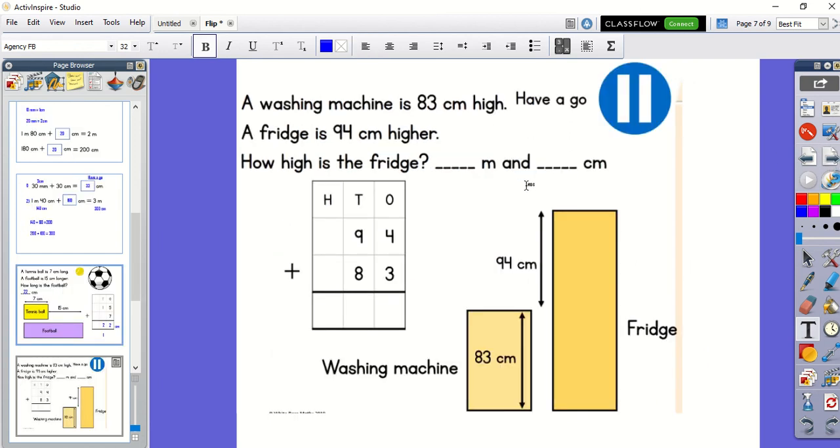Have a read of this question and see if you can figure it out. I've given you the visual representation. I've given you the column method. It's up to you to figure out why I've got to do anything and what the answer is.